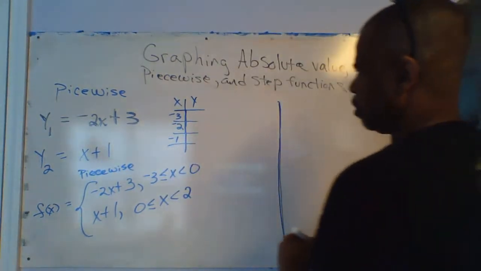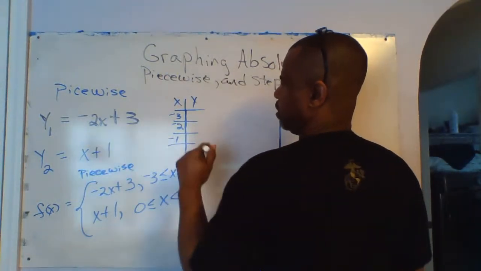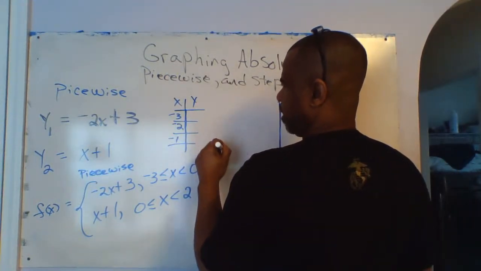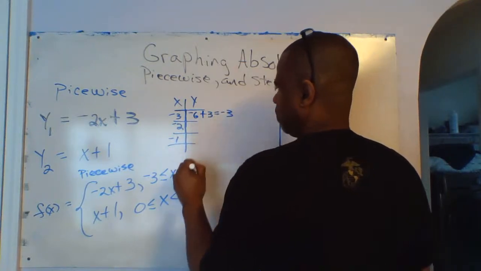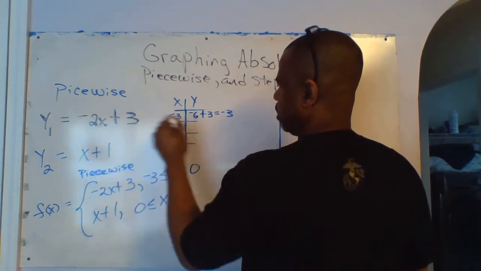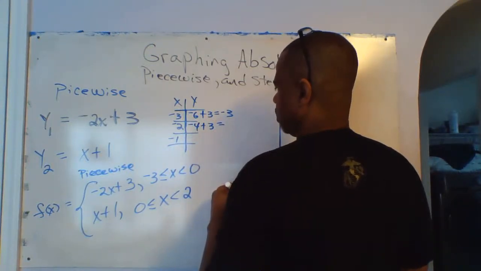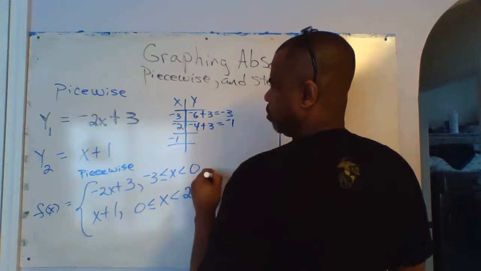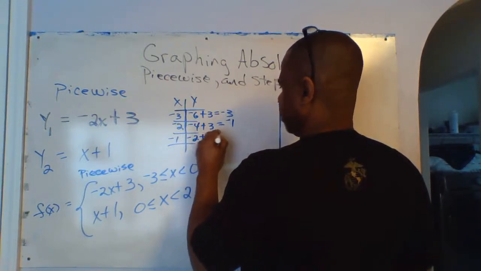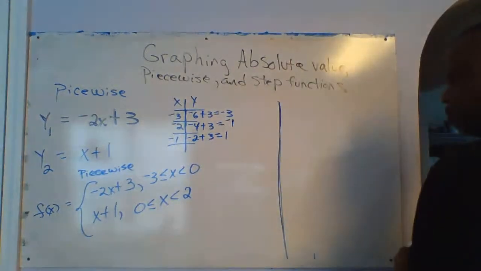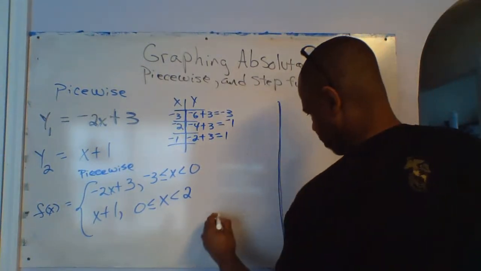All right. So if we were to do this, we plug in -3 here. That's going to give us -6. So we've got -6 plus 3, which is -3. Then we plug in 2 here. So that's -4 plus 3. It's going to give us -1. We put -1 in here, so it's -2 plus 3, which is equal to 1. All right, so we're going to go ahead and graph that.